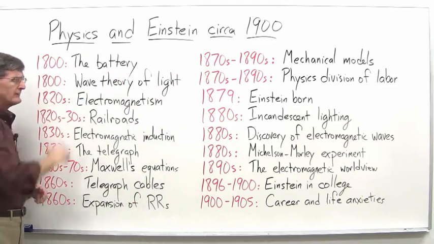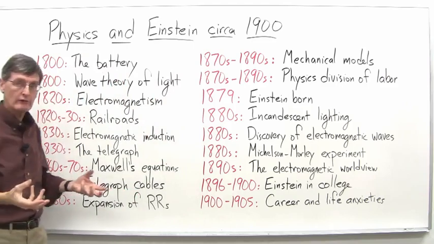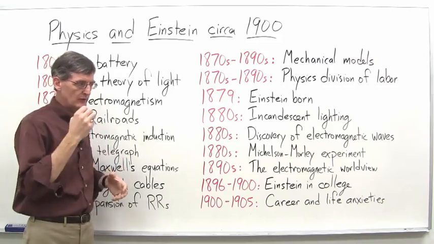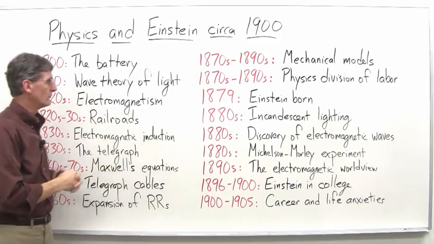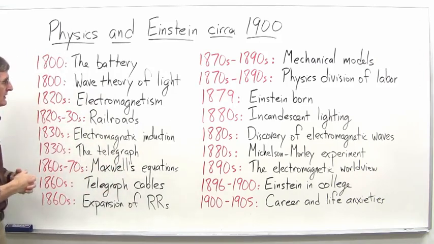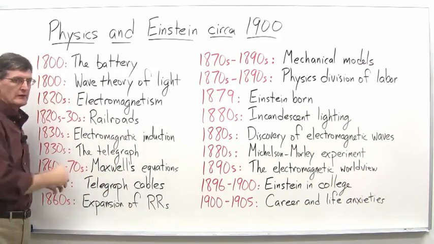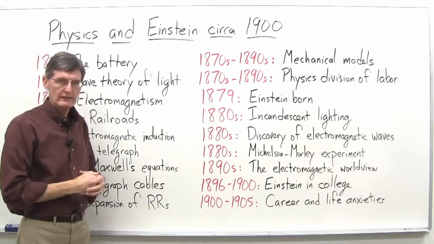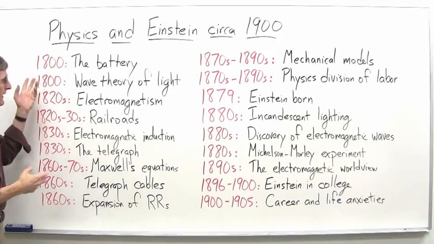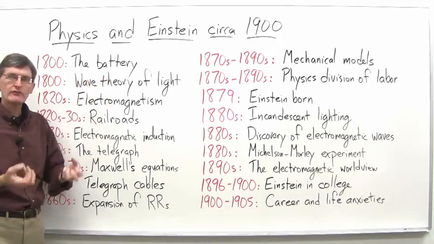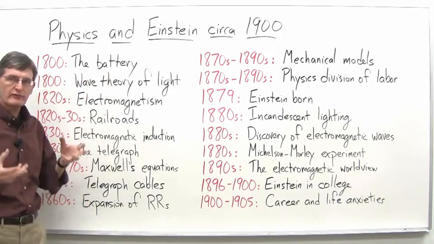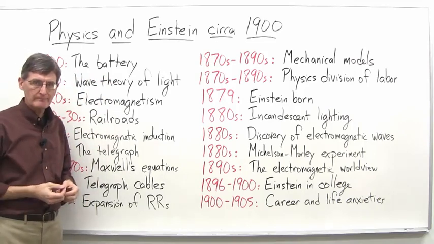So 1800, the battery came out of experiments done on animal electricity, how we can stimulate nerves in frog legs and things like that to get the frog leg to kick. And a person by the name of Alessandro Volta in Italy was able to do an inorganic version of that, and that became the battery. And the great significance of the battery was that now you could have the possibility of sustained electric current.